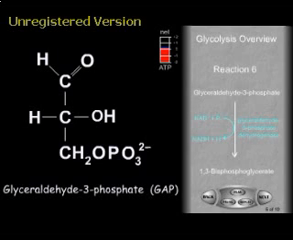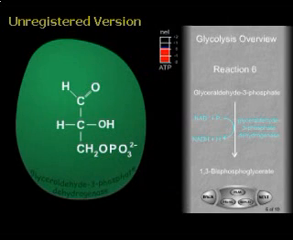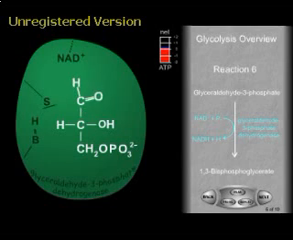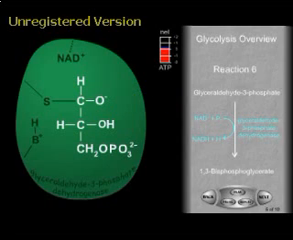In the sixth reaction of glycolysis, the enzyme glyceraldehyde 3-phosphate dehydrogenase catalyzes the oxidative addition of a phosphate group to glyceraldehyde 3-phosphate. The reaction begins with the nucleophilic attack of an enzyme sulfhydryl group on the substrate's carbonyl carbon to yield a thiohemiacetal intermediate. This intermediate is then oxidized by the direct transfer of a hydride ion to NAD to yield NADH and an acyl thioester intermediate.